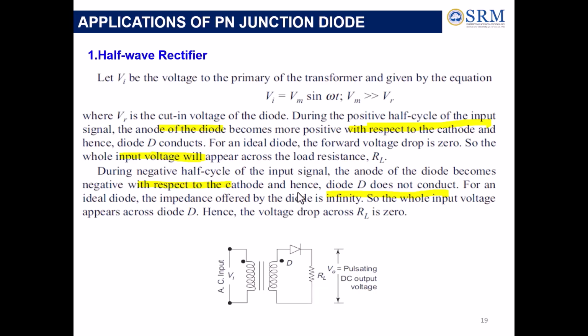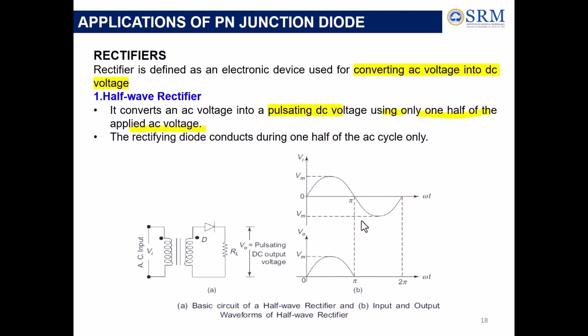During the negative half cycle, the anode becomes negative with respect to the cathode, so the diode doesn't conduct. For an ideal diode, the impedance offered by the diode is infinity, so the whole input voltage appears across the diode. So the voltage drop across the load resistance is going to be 0, so we won't get the negative half cycle. Whenever the positive half comes, only that is rectified.